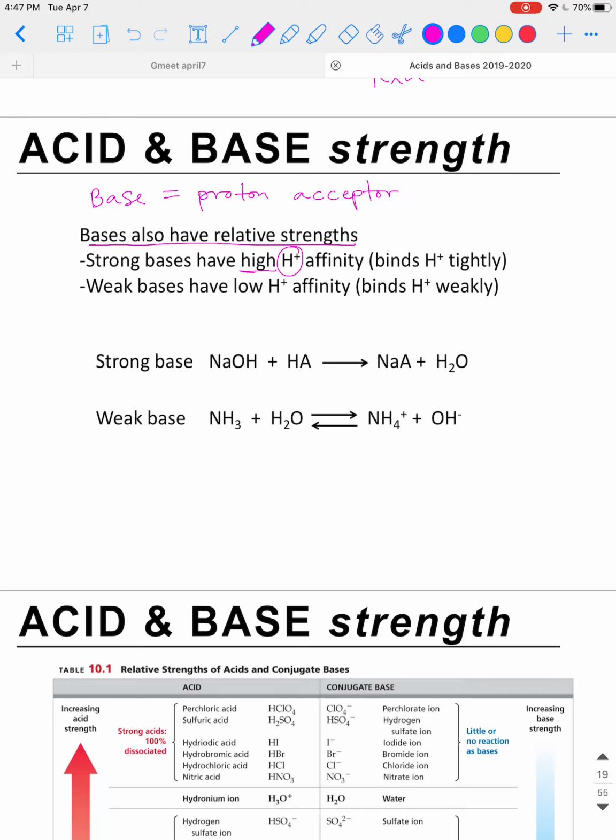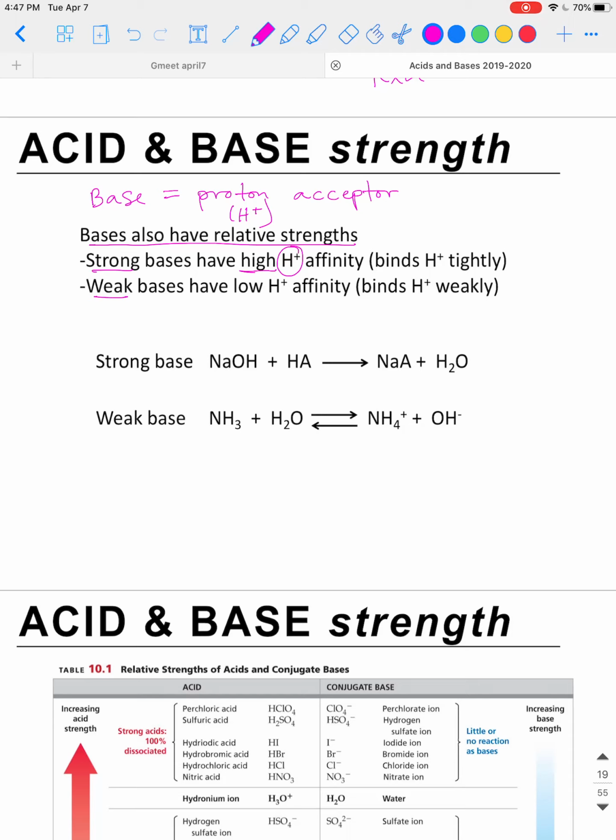Okay, so both are bases. They both accept protons. And remember, when we say proton, we're also meaning the hydrogen ion. It's just that strong bases do so very tightly, with high affinity for H+, while weak bases do so very weakly.